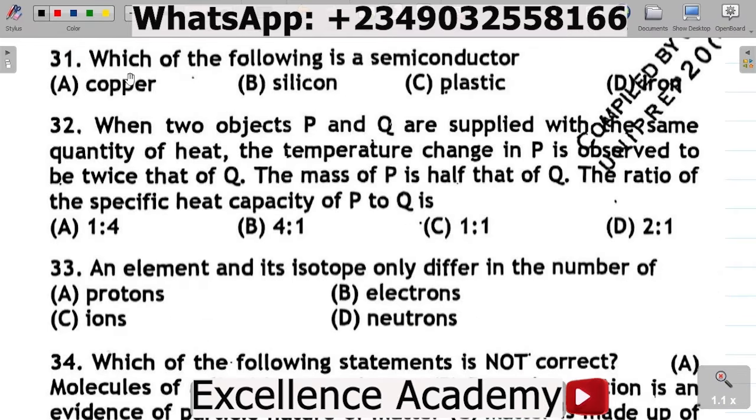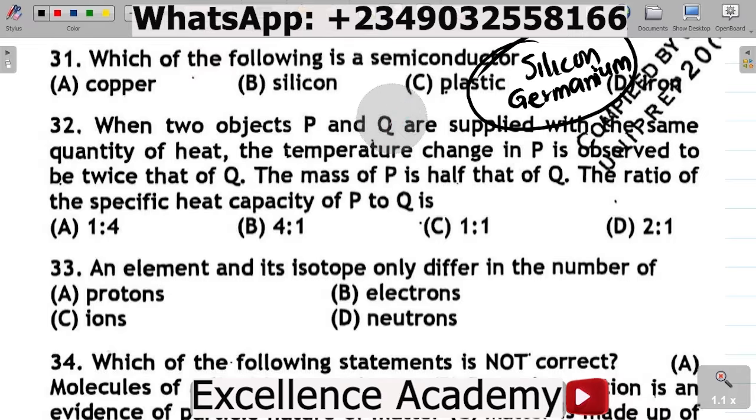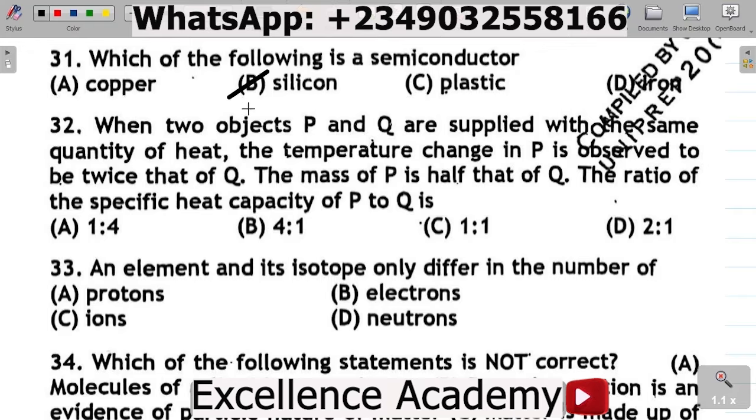Question 31 says, which of the following is a semiconductor? Now you want to know that this is actually one of the most popular questions in JAMB Physics. And when we talk about semiconductors, two things come to mind basically, or the two most common examples are silicon and germanium, right? So if they ask you for semiconductors, it's usually either silicon or germanium. So looking at this, without even having to stress myself, you can see that the answer there is B, silicon.